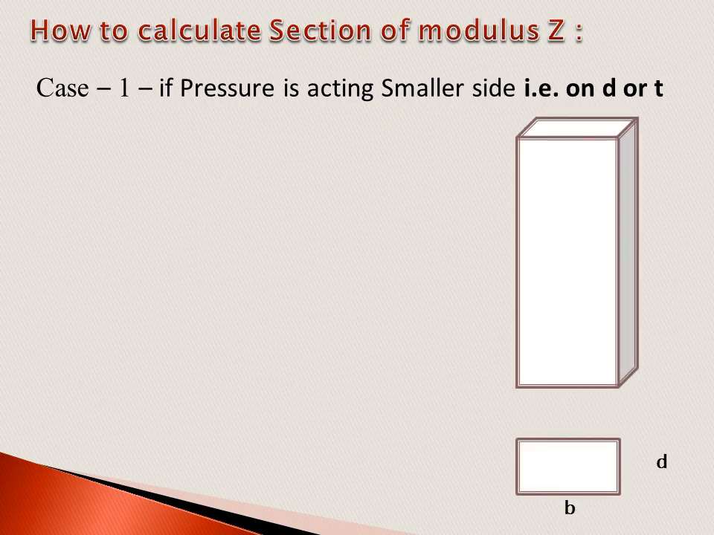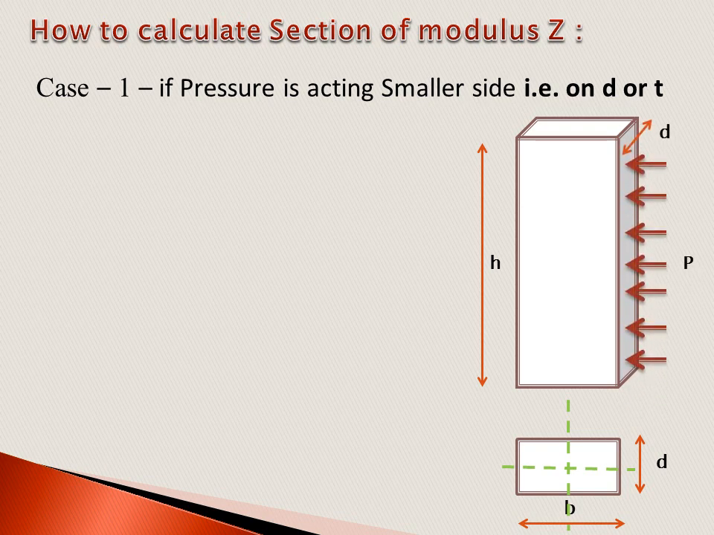This is one wall in which this is the height of the wall and the dimensions of the wall are B and D as shown in the figure. This is the axis of the member and the height of the wall is H. Let us consider the lateral wind pressure is acting on the smaller edge, that is on D. This is the wind pressure intensity, which is denoted by small p.